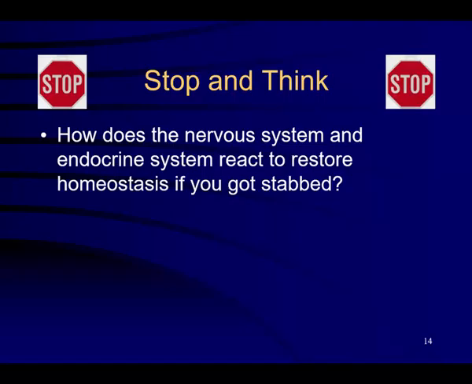The nervous system is going to release epinephrine to increase that heart rate, and the endocrine system will release epinephrine, but the nervous system will work through norepinephrine, the sympathetic system, to increase heart rate. Also, ADH and aldosterone will probably be released to help you save water.